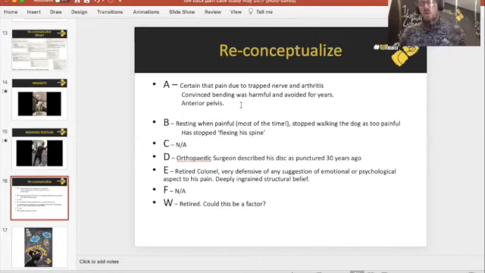B, what are you doing to relieve your pain? He is resting, and when it's painful, which is most of the time, he stops walking the dog as that's too painful, and he'd stop flexing his spine, as I just described there. So lots of the maladaptive coping strategies coming out already by the time we've got to B.